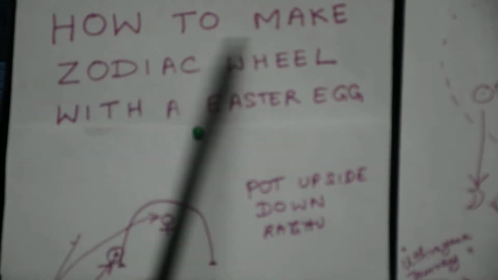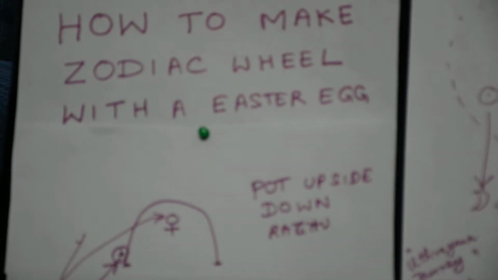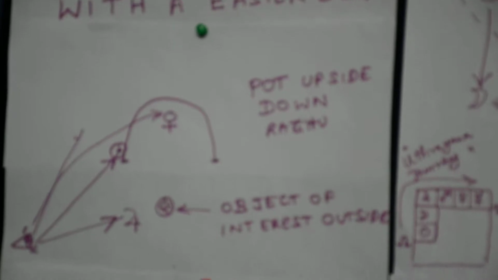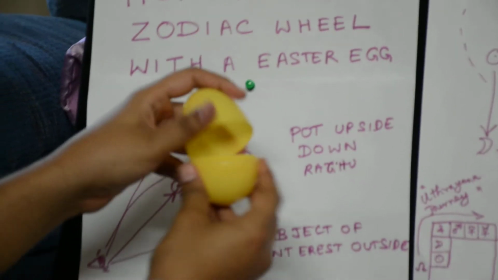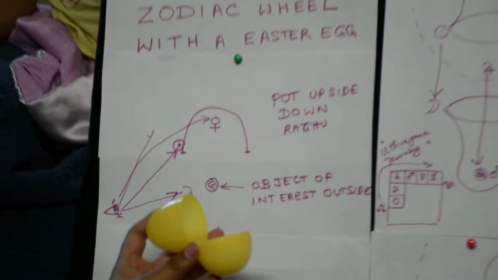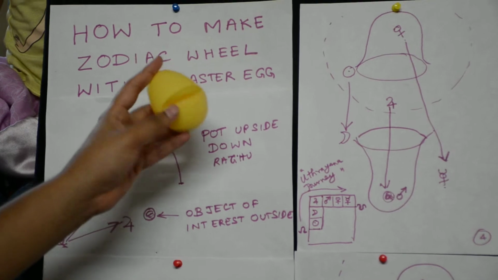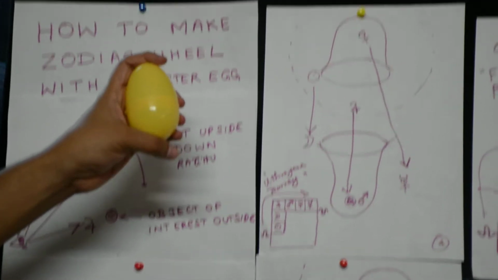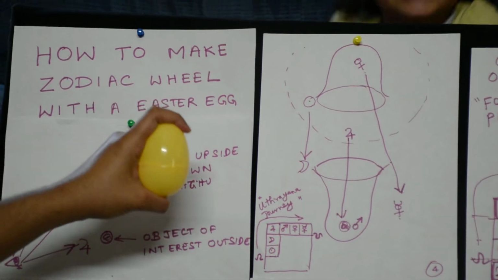Today we will see how to make a zodiac wheel with an Easter egg. This is an egg actually, and I have put something inside it. It could be a chocolate or whatever it may be. It could be anything of interest. It could be some abstract idea or something that is bothering our mind. It could be anything.